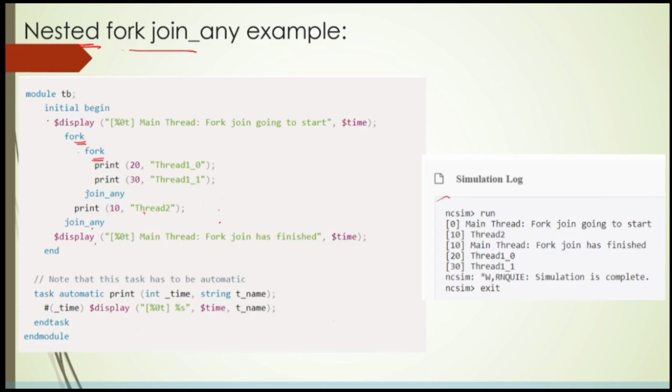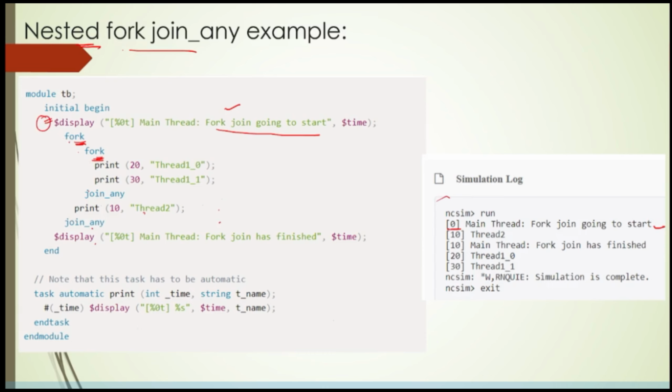Now if you see here, within this example I have written two forks. Before the two forks I have written a display statement. So as soon as the execution starts, the first thing displayed is "fork join is going to start" at 0 time units. Since there is no delay here, it is of 0 time units.